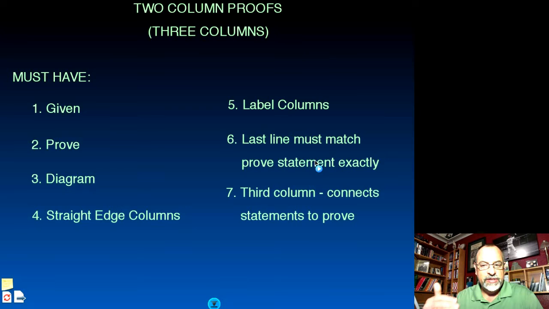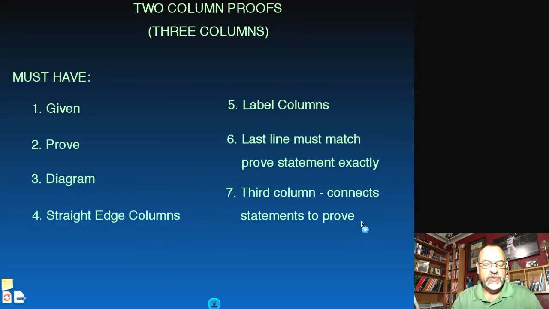Now, the 7th thing is this 3rd column, where you're going to connect the reasons that you're using to lines in your proof. In other words, we've been saying all year long that when you have a proof, every statement must have a reason. And in a proof, we actually want to give the reason, but then we also want to tie it back to where in the proof you had that reason when you used it. So we're going to use that to make the connections between what we have in our proof and what we're being asked to prove.